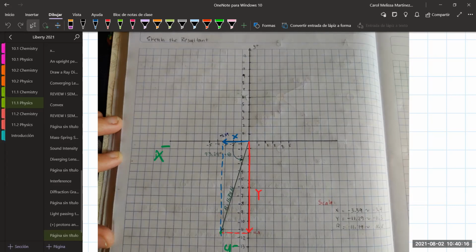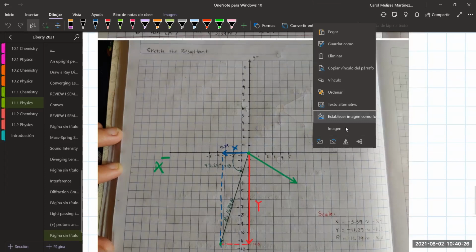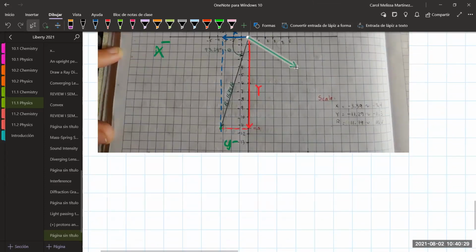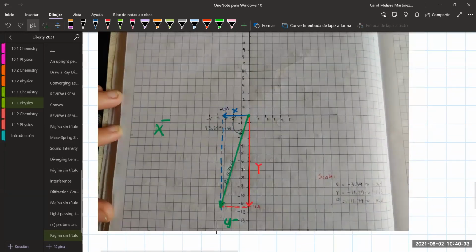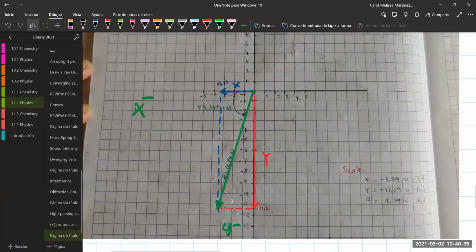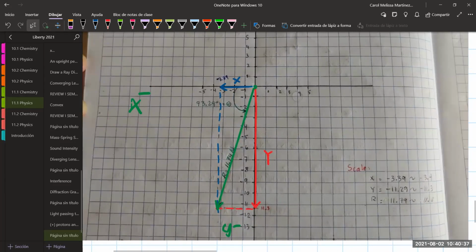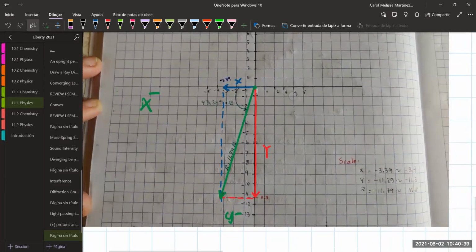So my resultant comes from the origin, bueno, to my opposite corner. Ahí no es, espérense, me movió esta cosa. Desde el origen hasta la esquina opuesta. And there I have it. I have my resultant over there. And if I take my protractor and measure this angle, it's going to be around 73 degrees.